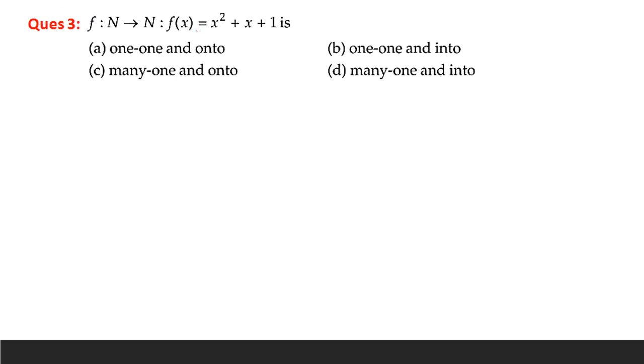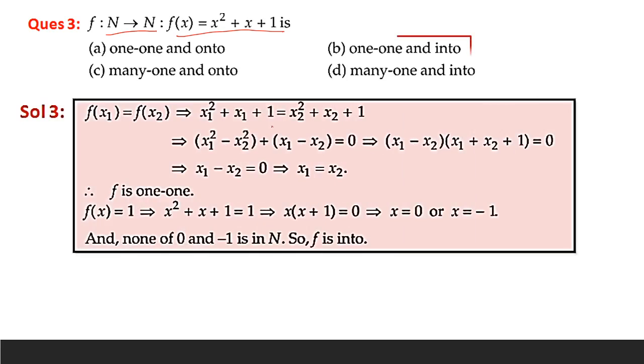Question number 3. The function is given like this and is defined from natural numbers to natural numbers. We have to check which type of function this is. How many types of functions have we studied? 2 types: one-one and onto. For checking whether it is one-one or not, what do we do? f(x1) is equal to f(x2). So now x1 squared minus x2 squared, we shift this term, plus x1, and shift this term as well: x1 minus x2 is equal to 0. This 1 and 1 will be cancelled out.